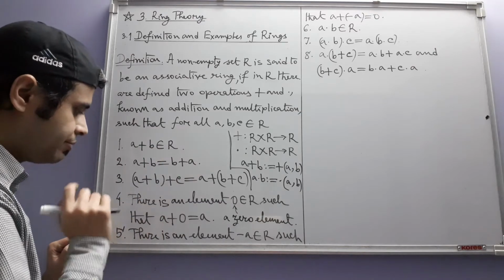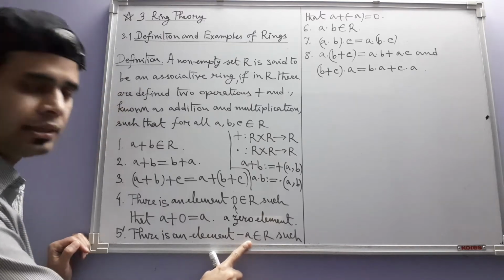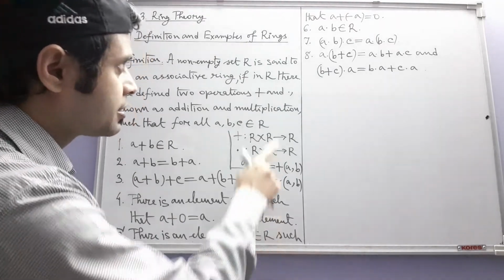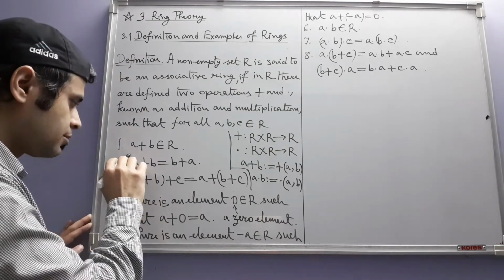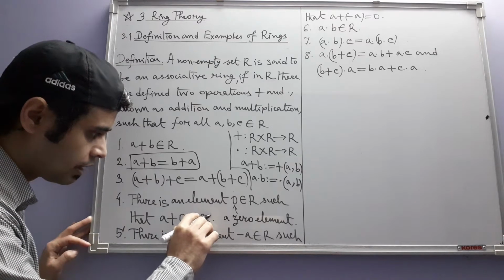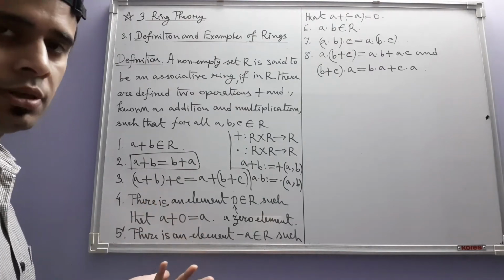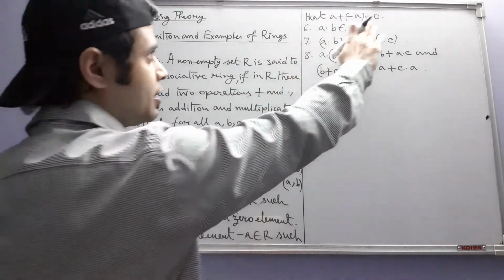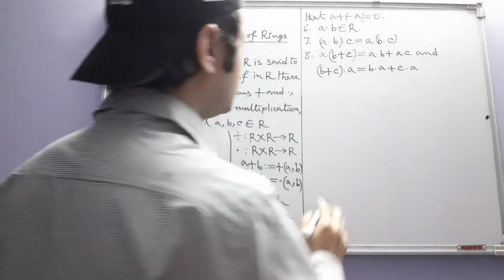And the fifth one is that for every element A in R, there is a negative. We call this the negative of A in R such that their sum is 0. Since the operation is commutative, I have not written alongside this is equal to 0 plus A, because A plus 0 equals 0 plus A. That follows from this commutativity. Similarly, here I have not written equal to minus A plus A. That follows from commutativity.